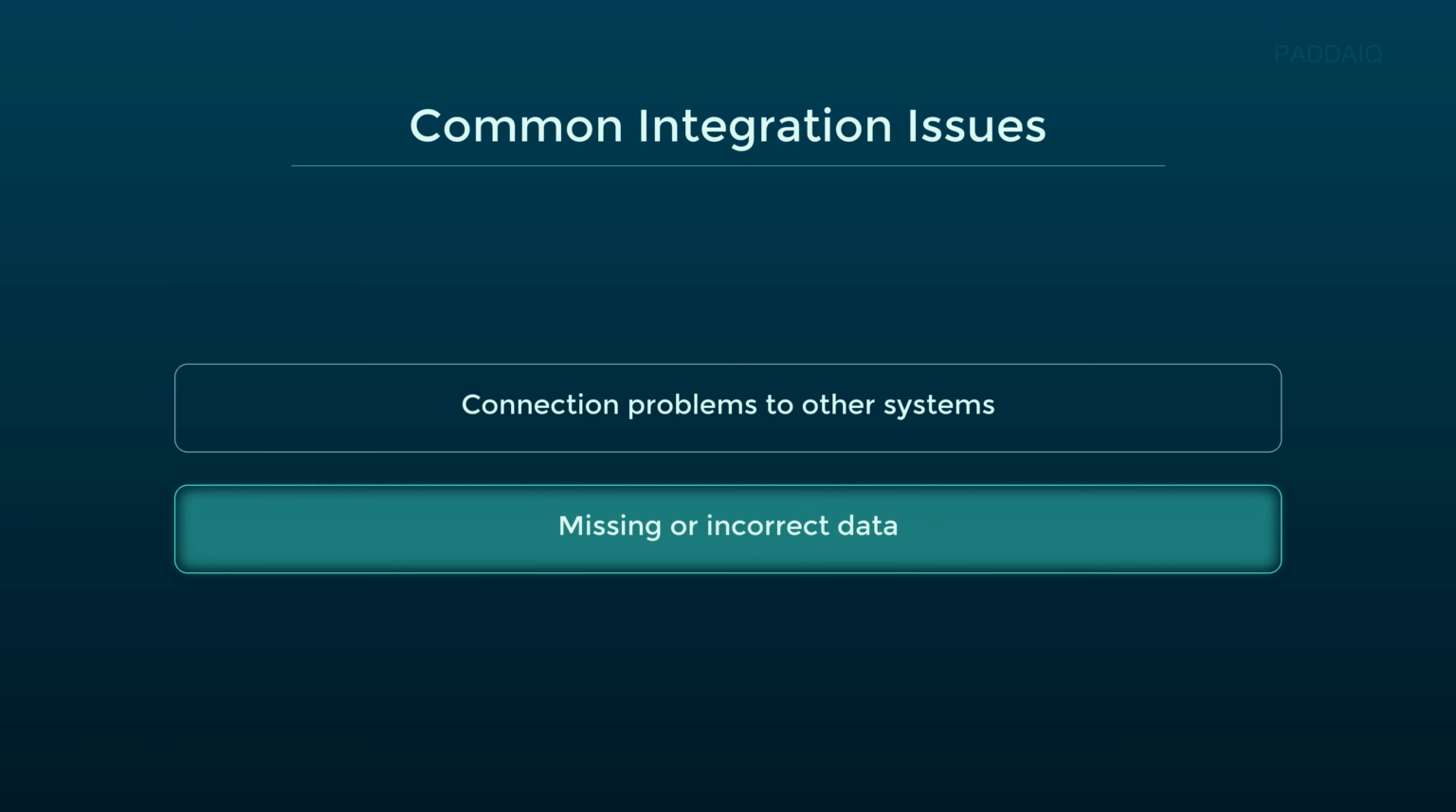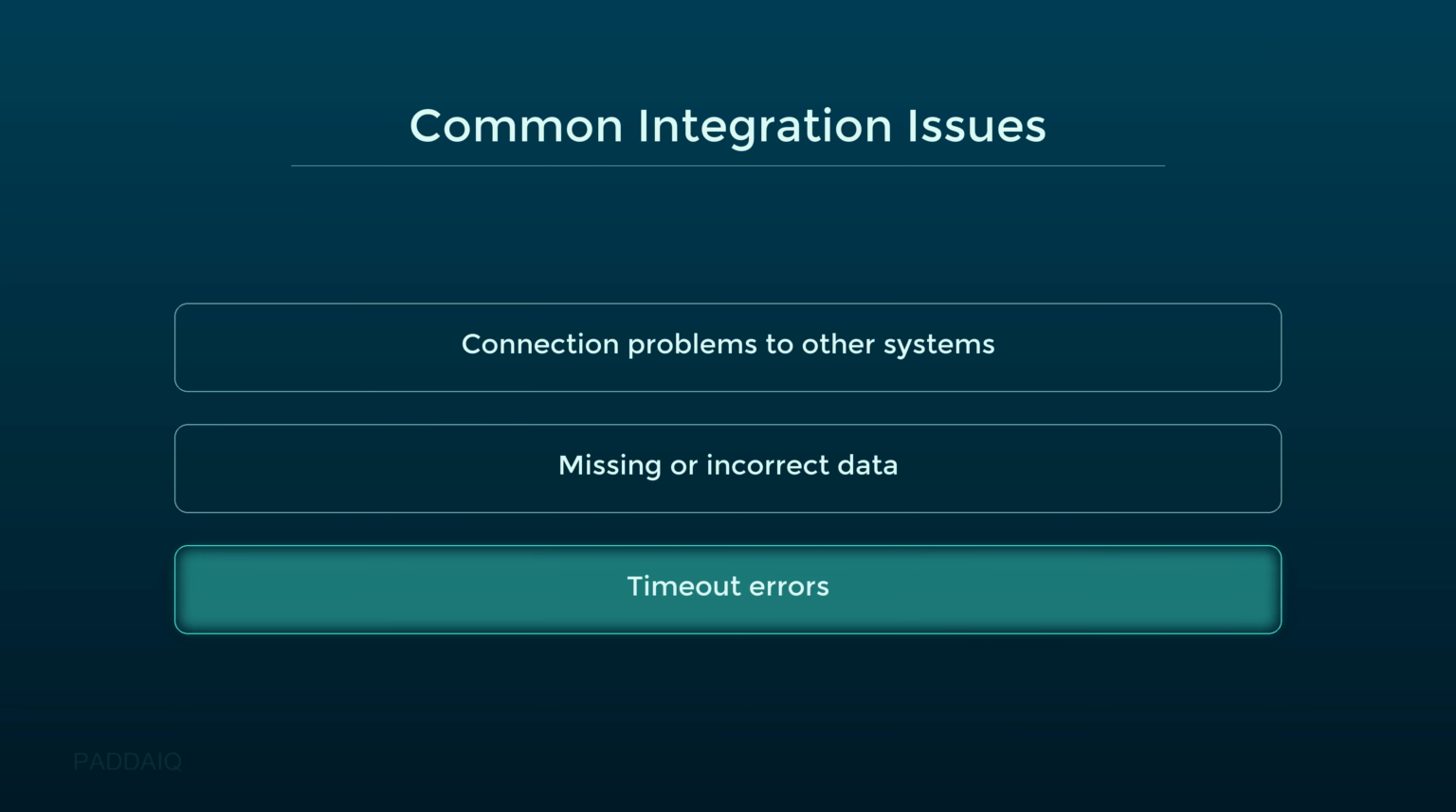Missing or incorrect data. This means the information sent between systems is either absent or wrong, causing failures. For instance, a sales order sent from SAP S/4HANA to Salesforce might lack a required customer ID field. This single missing piece can halt the entire business process, so ensuring data completeness and accuracy is critical for smooth integration.